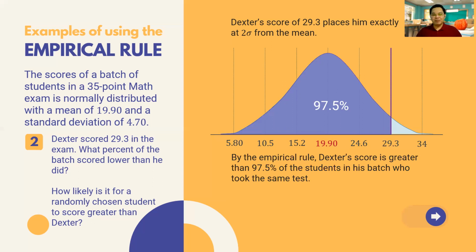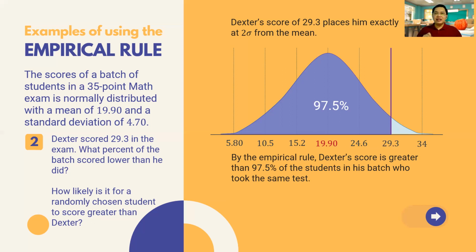So how likely is it for a randomly chosen student to score greater than Dexter? The answer to this question is quite simple, but it's phrased differently from the previous one. If you notice, this emphasizes that the area under the normal curve can serve different purposes. It can be used to identify the proportion of individuals within a certain distribution that fall within certain scores, and that's what we did with the first part of this item. But the second item is asking us not about proportion or percentage, but about probability.